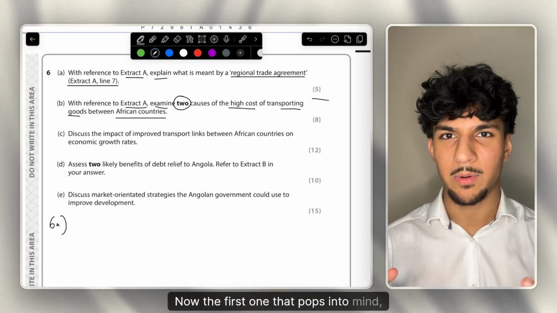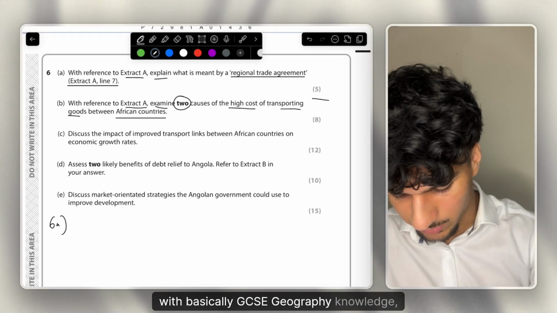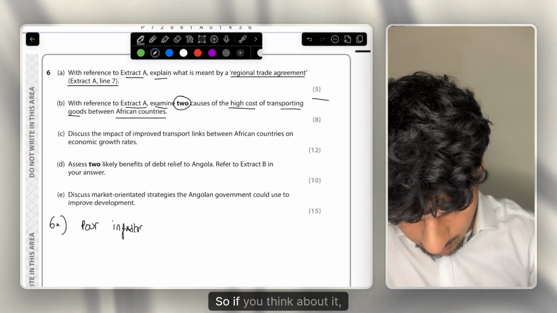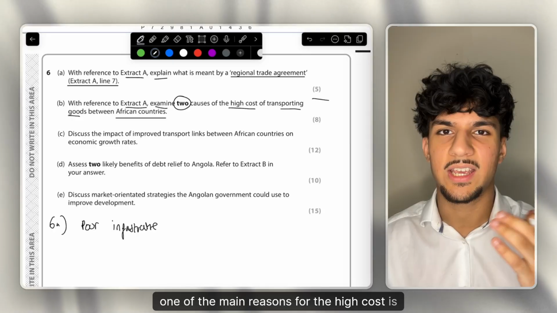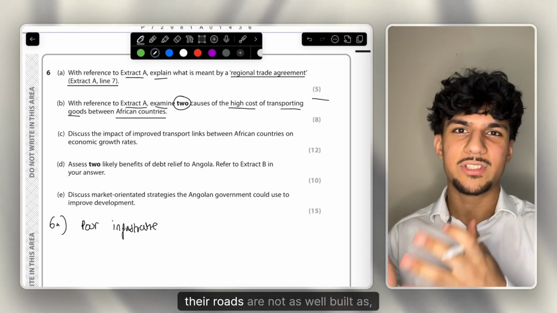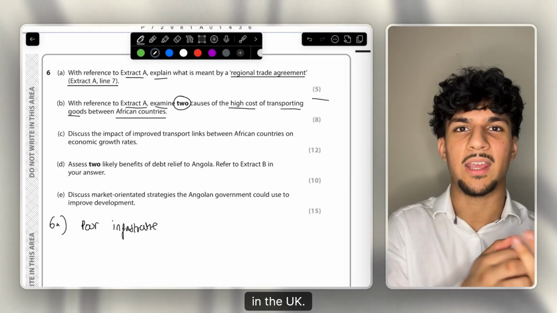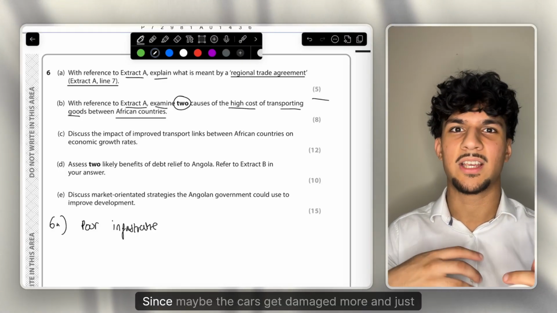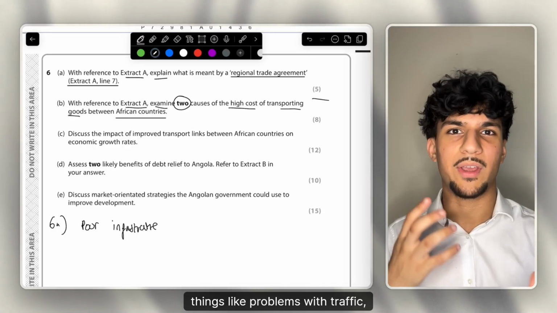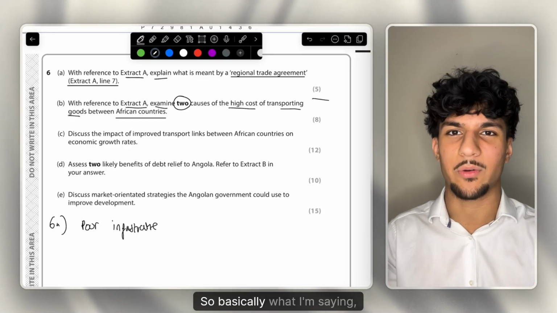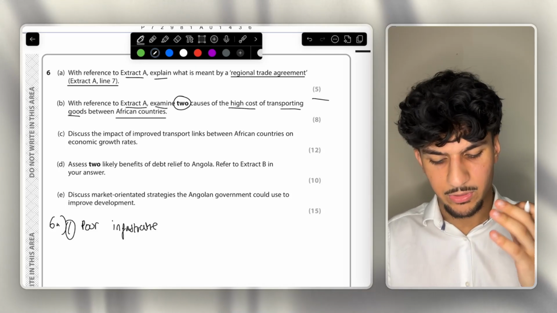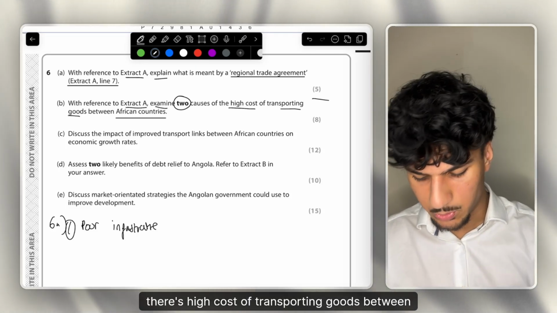Now, the first one that pops into mind, like I said, with basically GCSE geography knowledge, is poor infrastructure. If you've ever been to developing countries, the roads are not as well built as, for example, in the UK. And why does that cause higher costs? Maybe the cars get damaged more and it's just slower overall, things like problems with traffic, it's not very regulated there. So poor infrastructure is definitely going to be one of the reasons for the high cost of transporting goods between African countries.